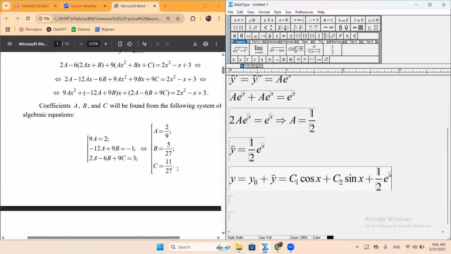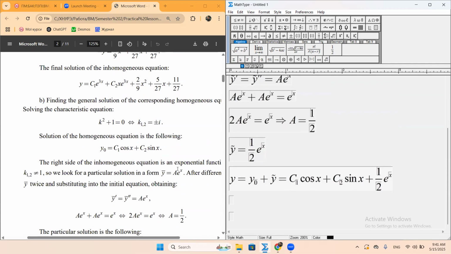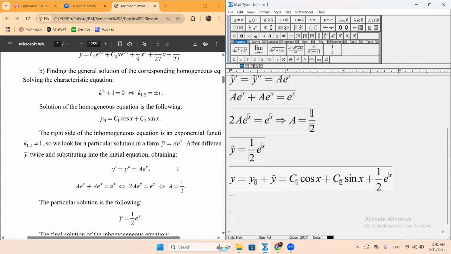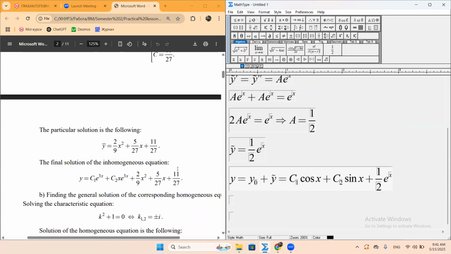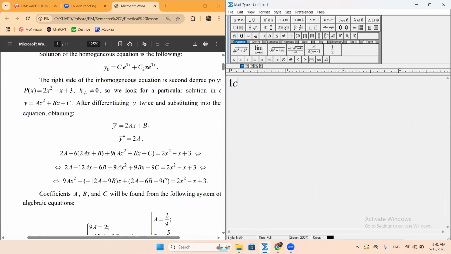Any questions about this exercise? Okay, if no questions, let's move to 1c.